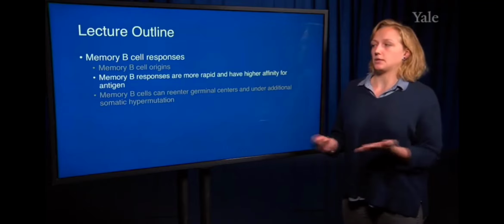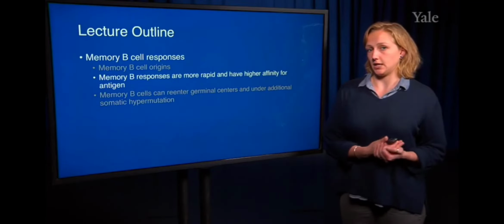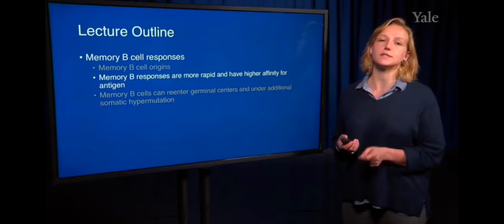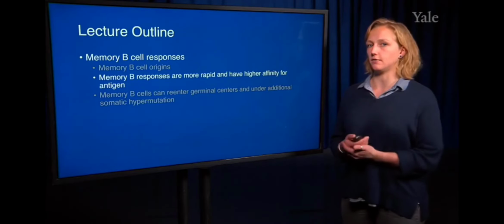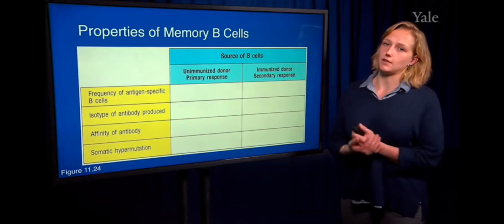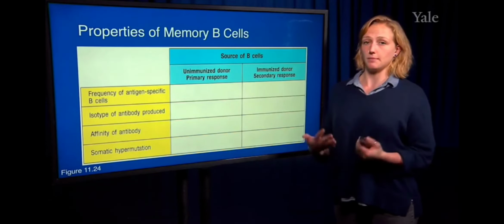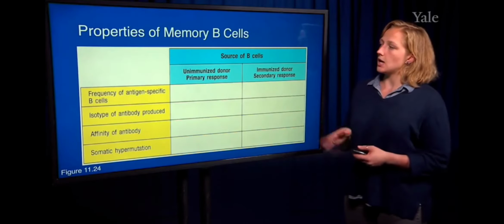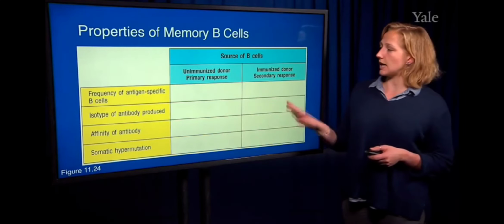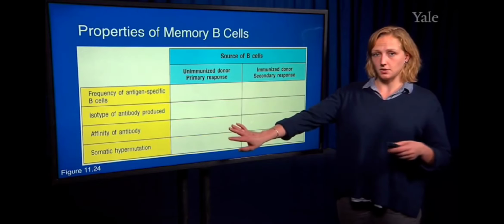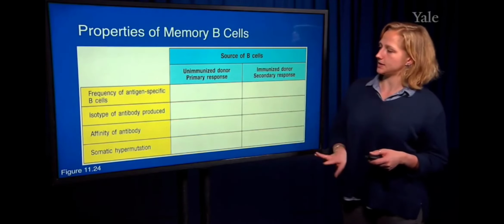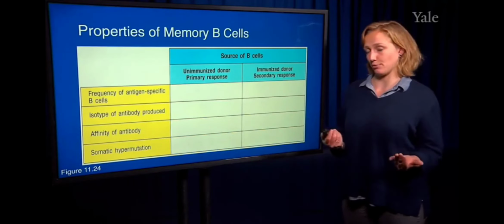Now, memory B cell responses are much more rapid relative to naive B cell responses, but they also have a very high affinity for their antigen if they are germinal center dependent B cells, which is the majority of the memory B cell response. Here I want to go over this chart, which you can find in your Janeway textbook, to talk about the different properties of memory versus naive B cells. Here, this is just comparing different properties of B cells from an unimmunized donor and an immunized donor. So the unimmunized donor is a representation of a primary response. So these are naive B cell responses, and our immunized donor is a representation of memory responses.